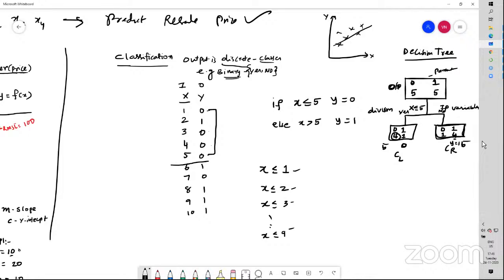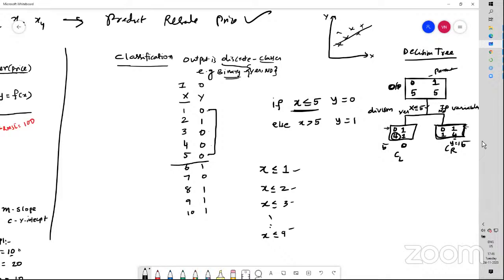That means, which rule is giving the majority of the observations that belong to the same class in one node? That is the rule x less than or equal to 5. On this side, I got observations that belong to class 0, and on this side, I got observations that belong to class 1. Out of all of these rules, x less than or equal to 5 is the best rule.